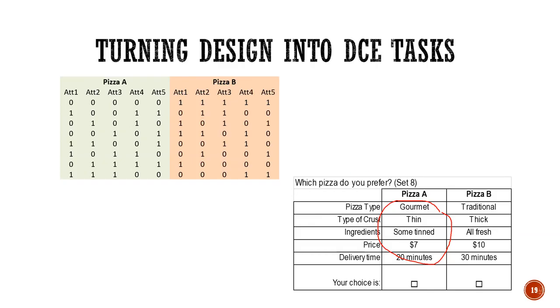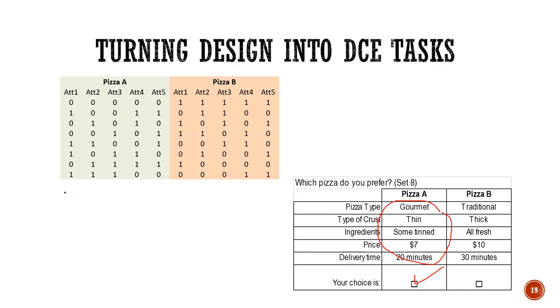So here, for the same design, you're showing 2 alternatives and you're asking the consumer to choose one of the alternatives. Which one are you going to choose? Let's say you like this. So this choice is picked up.